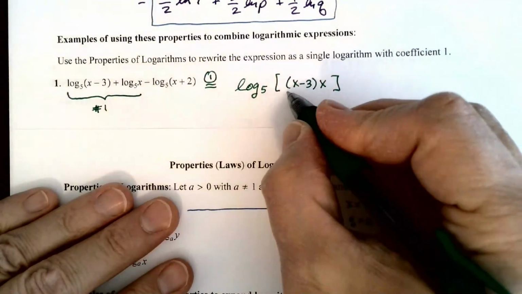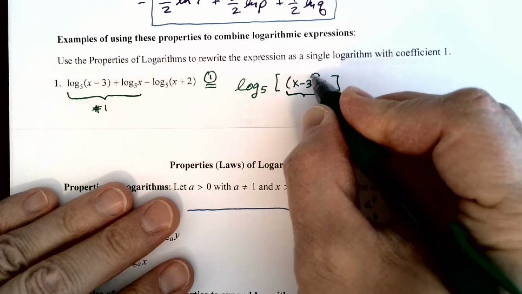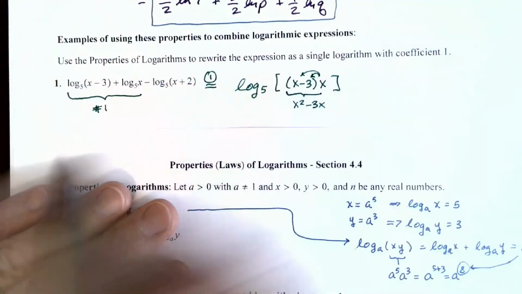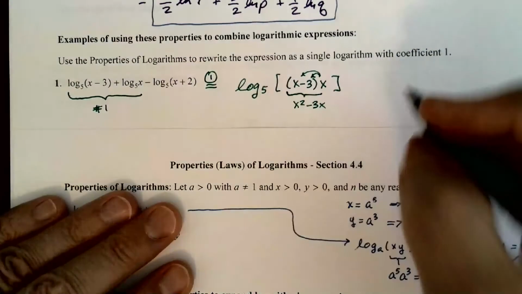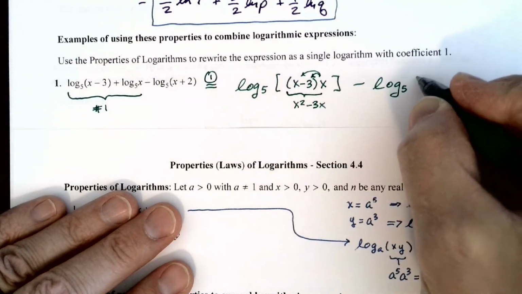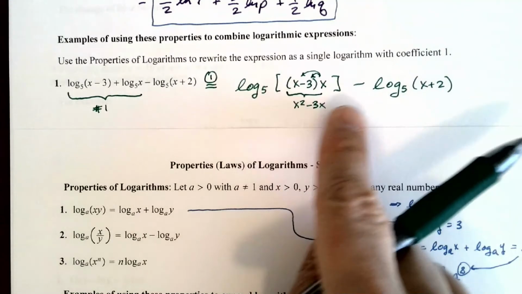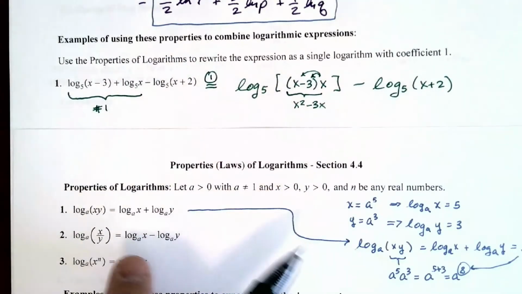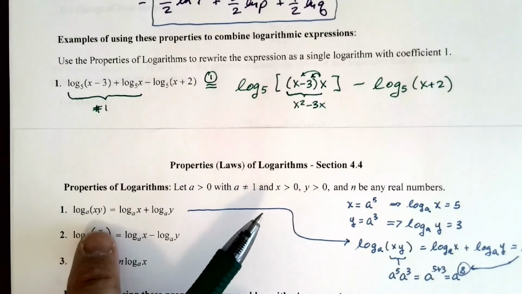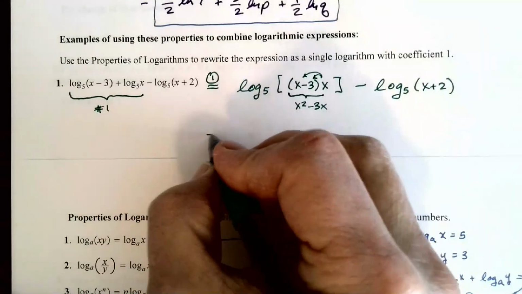And if we want to, we can go ahead and multiply this by distributing the x through. And I get x squared minus 3x, minus log base 5 of x plus 2. Okay. So now I've got log base 5 of this minus log base 5 of this. So what's that? That's property 2. I can combine that as a single logarithm, right, as a quotient of those two things. So that's what I'm going to do by property number 2.